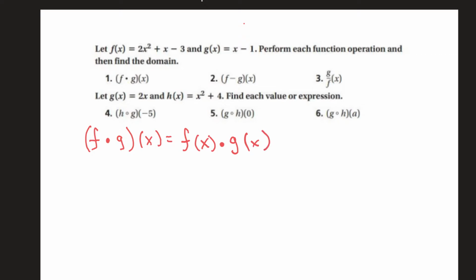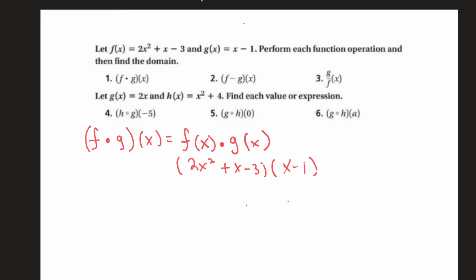I'm going to go ahead and read the instructions. It says let f of x equal 2x squared plus x minus 3 and g of x equal x minus 1. Perform each function operation and then find the domain. So I have f of x, which I'm going to put in parentheses. I have 2x squared plus x minus 3 times x minus 1, okay?